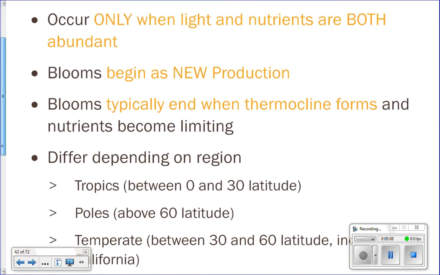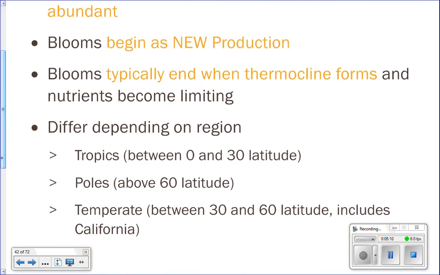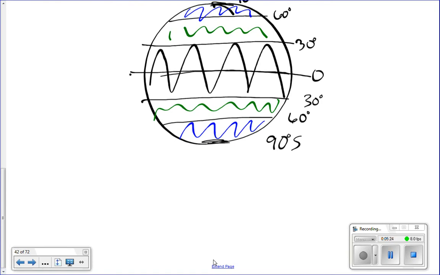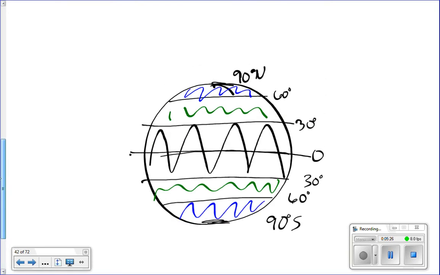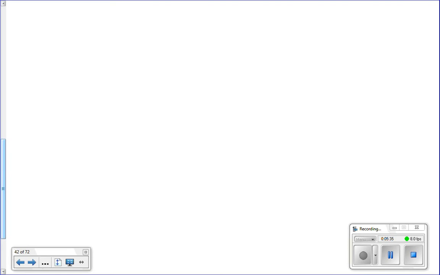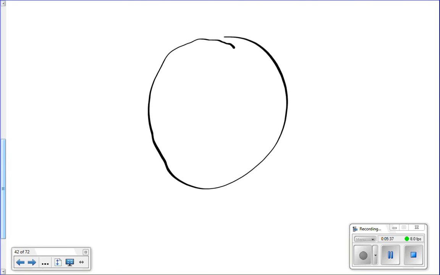You have different bloom patterns depending on where you are on Earth. Okay, so the tropics, the poles, and the temperate regions will all have different blooming patterns of phytoplankton. And here's what we mean when we say the tropics and the temperate regions and the poles. So here's our world. Okay, let's redraw this. Okay, here's our world. It's a little lumpy, but it's okay.